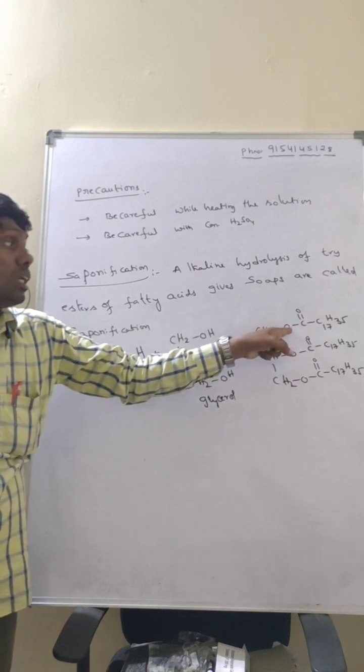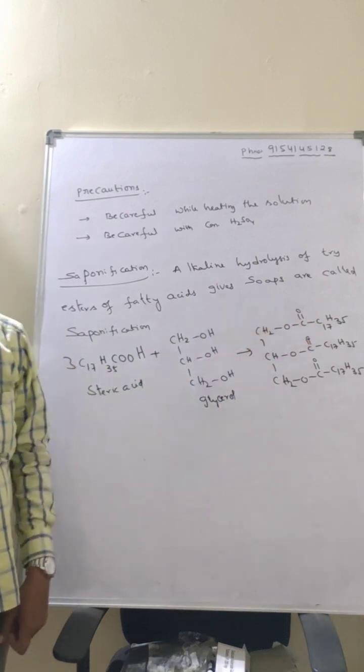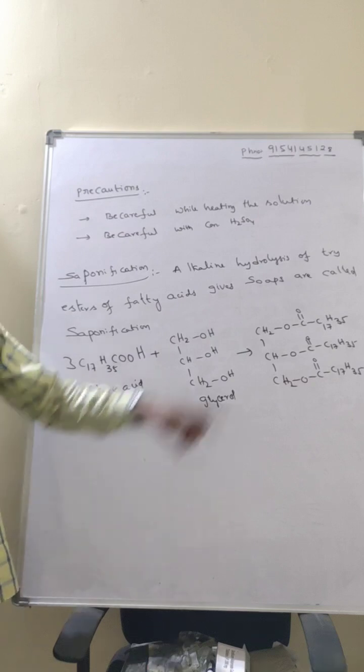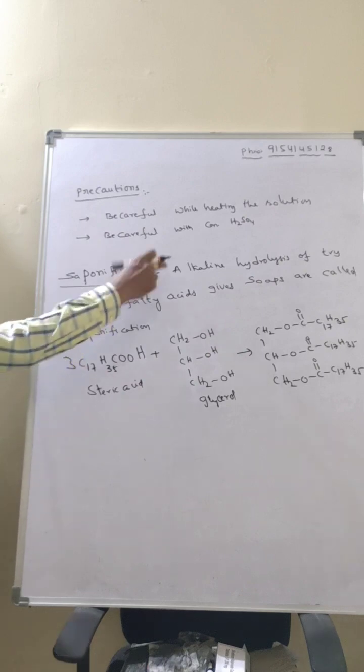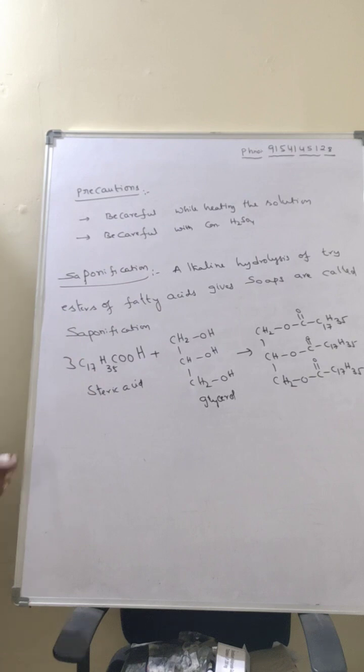R-COO-R' is called ester. This is a triester of fatty acid. This triester of fatty acid is dissolved in base. Alkaline hydrolysis means that it is dissolved in aqueous base.